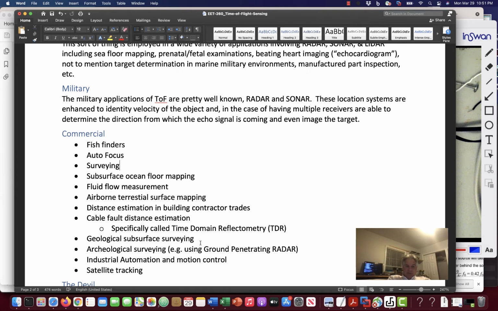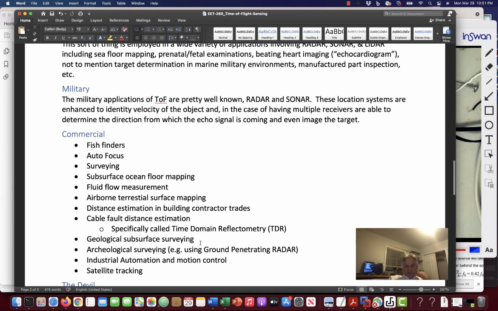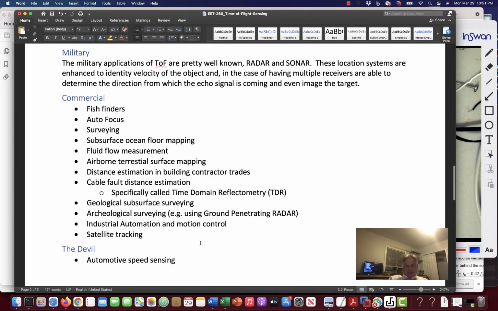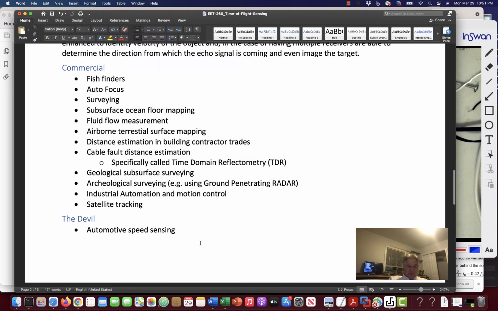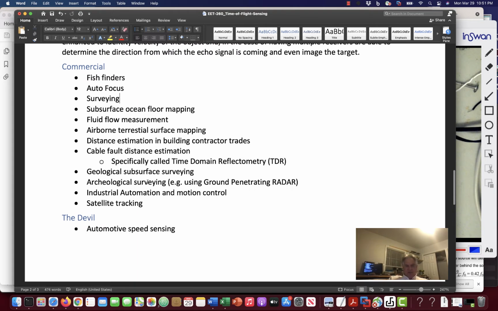But if they do enough of this, they can actually get some subsurface mapping of rock structures under the ground. So again, it starts out simple with time of flight, then you start using more and more sensors and putting them into computers, and you get a lot more. Archaeological surveying, people walk around with ground penetrating radar looking for things that aren't natural, things that are maybe very rectangular or something that look like they're artifacts of some culture. We mentioned industrial automation and motion control.